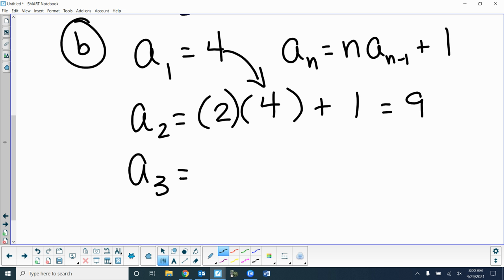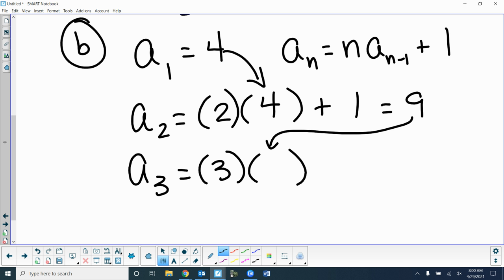For the third term, n would be 3. The previous term is the 9. And then remember, you got to add 1. So you go 3 times 9, 27, plus 1 is 28. So 4, 9, and 28 are the first 3 terms of that one. Question?